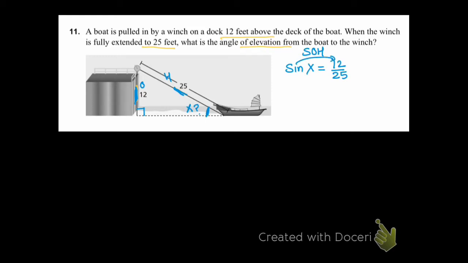What we're supposed to do now, because I need to find x, is just take the inverse trigonometric ratio. So the measure of angle x is what? It's the inverse sine of 12 over 25, and when you solve it, you're going to get roughly 28.7 degrees.